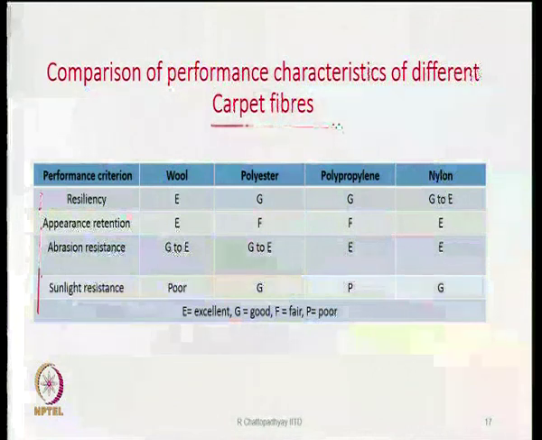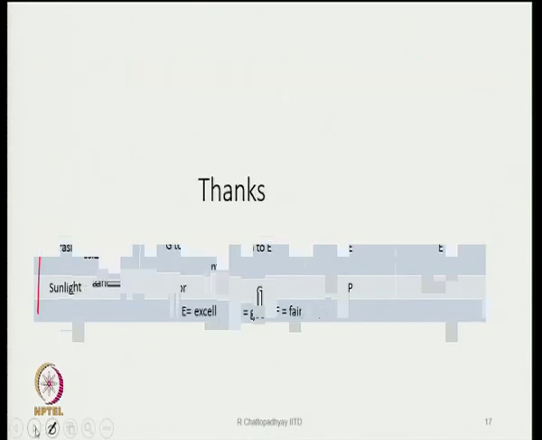So, what we see is that we get carpets today made from wool fibers, polypropylene fibers, nylon, polyester, all types are available. Each of them has its own merits and demerits, or sometimes we can mix them together also to get certain properties which we expect in them. So, this kind of table can help us in really choosing the right material.